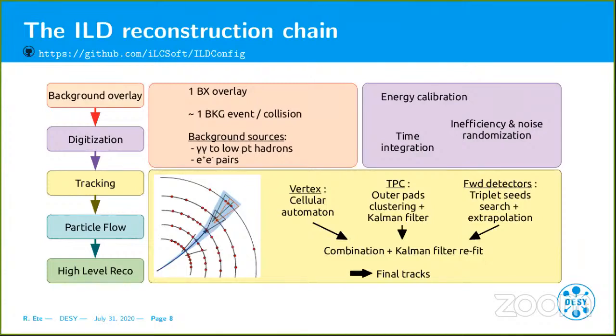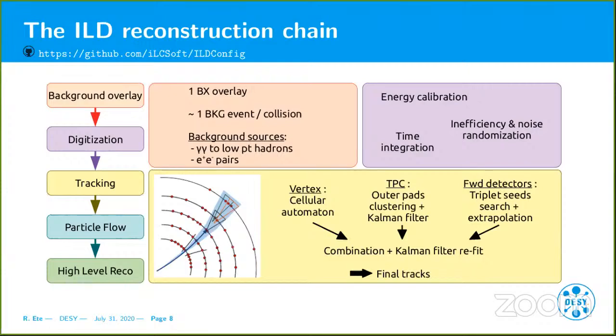For the tracking, we do this in 3 independent steps. First, in the vertex detector, we run the cellular automaton to find some candidate tracks. In the forward detector, we do some triplet search of seeds, and then we extrapolate with a kind of linear fit to find some track candidates there also. And for the TPC, we look from the outside, in the outer parts, do some clustering there, and then start there for the Kalman filter, seeded from the first one, and then go backward. This is what you can see on the left, just an illustration.